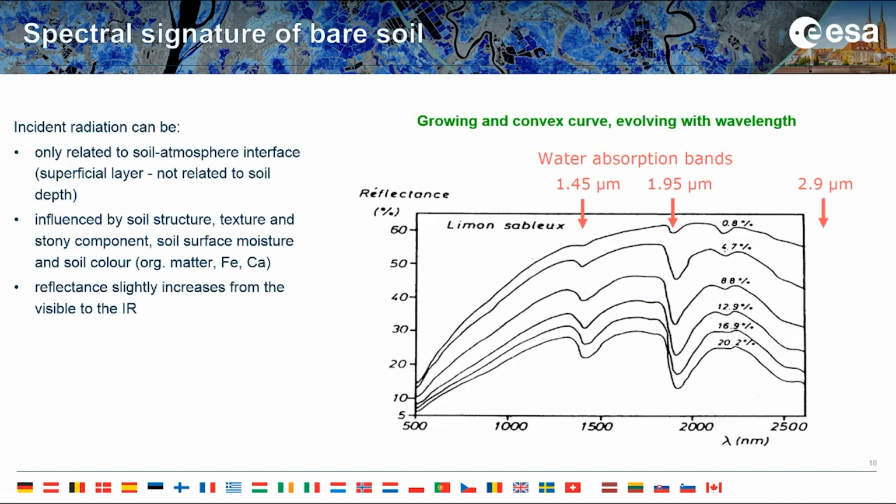This is the spectral signature of bare soil. You can see that it's quite different from the water. So the incident radiation can be only related to the soil-atmosphere interface, influenced by soil structure, and reflectance slightly increases from the visible to infrared bands. This is the visible range. This is the infrared, more or less. So the spectral signature is quite different.